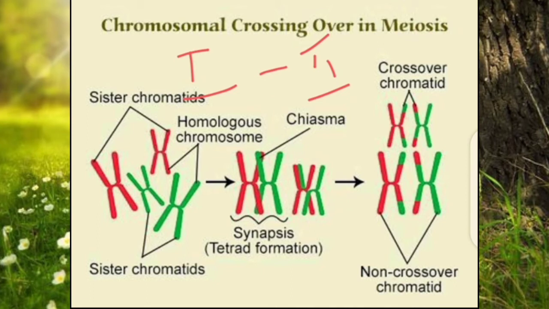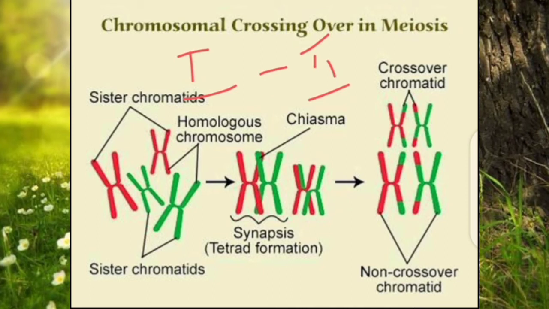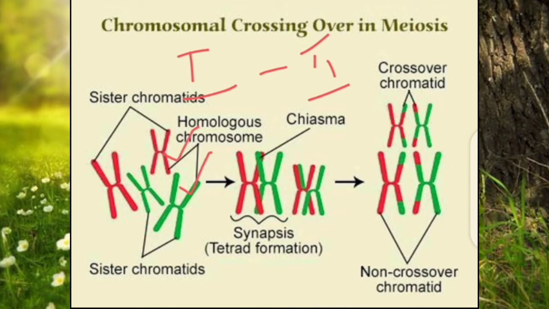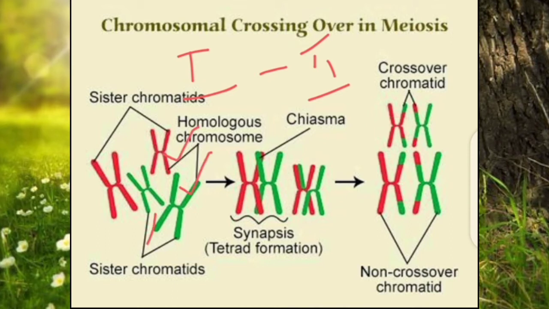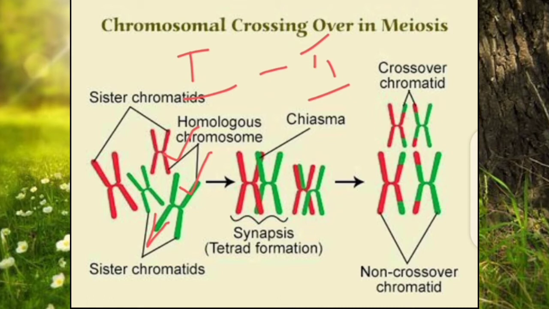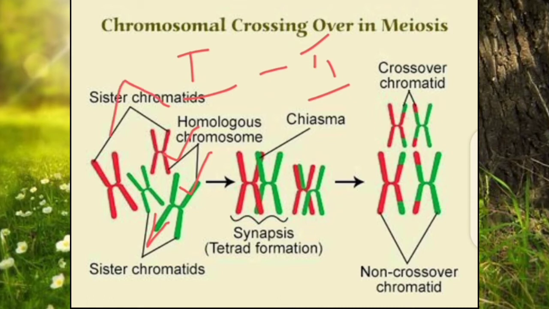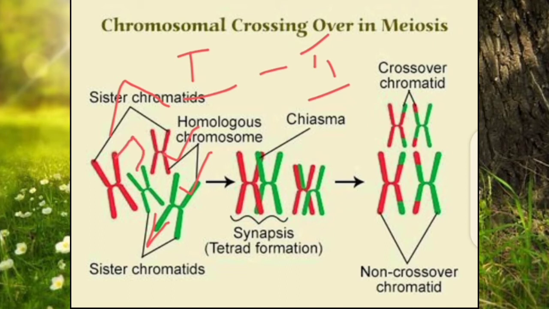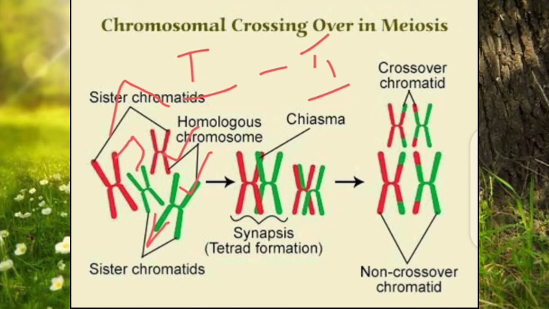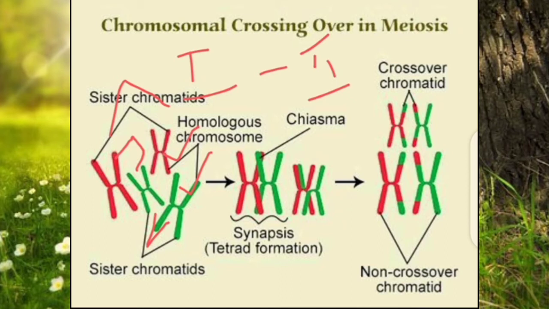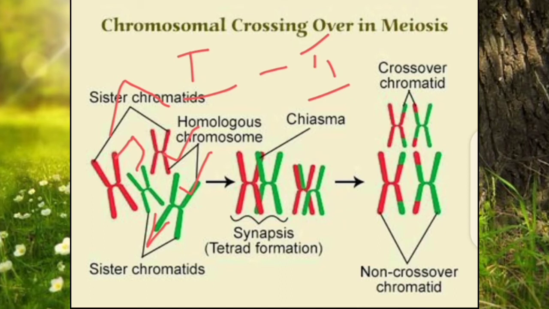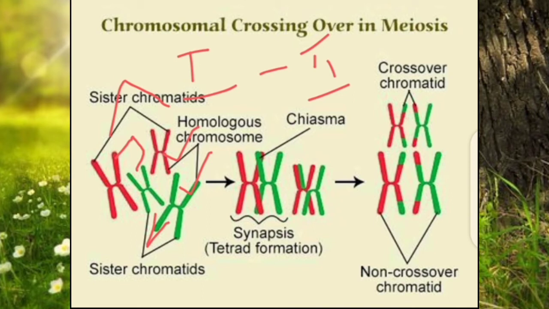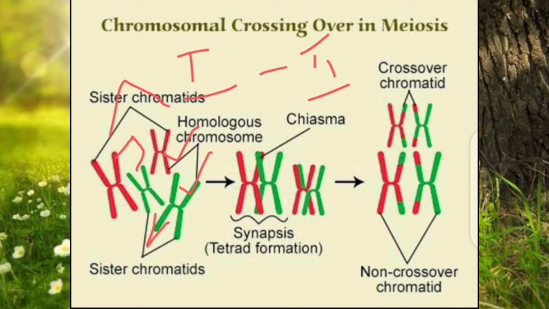For example, these two are homologous chromosomes. You can see here, these two are homologous chromosomes, and these are the sister chromatids. That one is the sister chromatids, but the green and white are non-sister chromatids. When the homologous chromosomes are going to pair up with each other, this pairing is very helpful because of the formation of chiasmata.